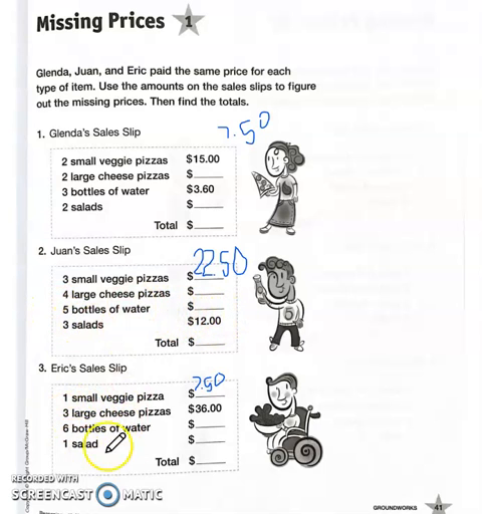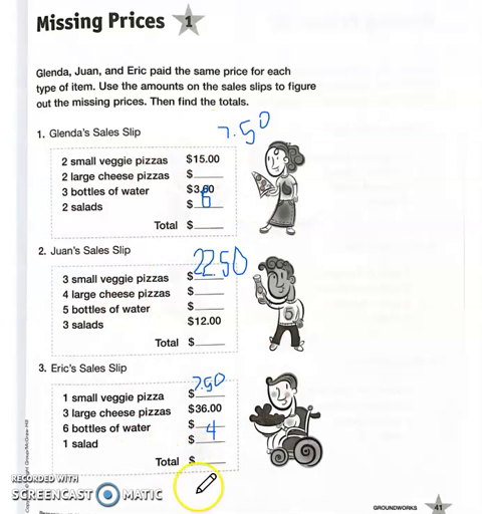So if we look at Eric's sales slip, he only got 1 salad. So he spent $4. Going back up to Glenda, if she got 2 salads at $4 apiece, that means, this is going to be a tough 8, but we're going to try to squeeze it in there. Not great, but that's close enough. That'd be 2 salads would then be $8. $4 for 1, $8 for 2, $12 for 3. So that'll be how these pages work.